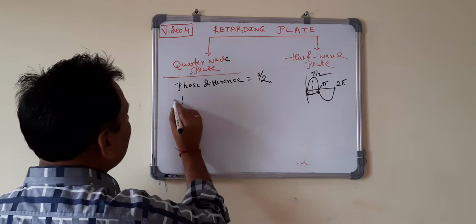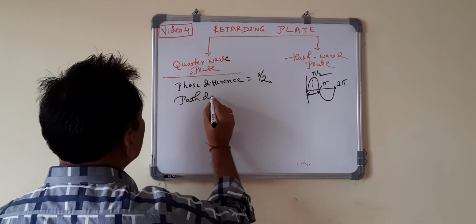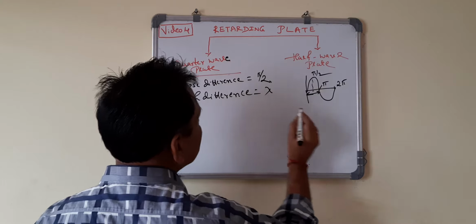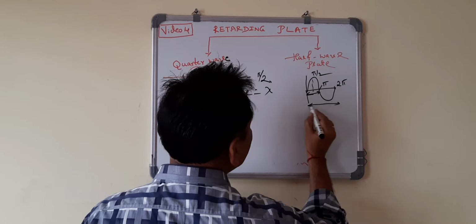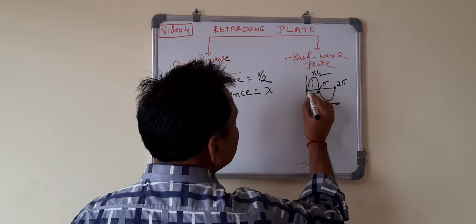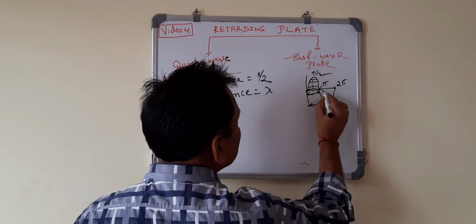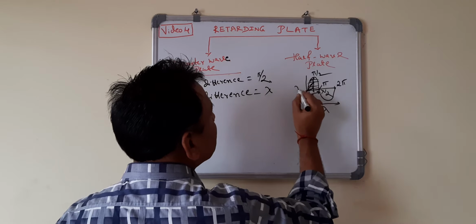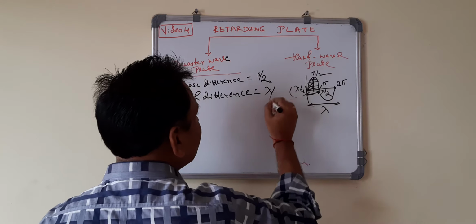Next, the path difference. Completely one wave is lambda. Up to this point it is lambda by 2. But only half of that becomes lambda by 4 here.